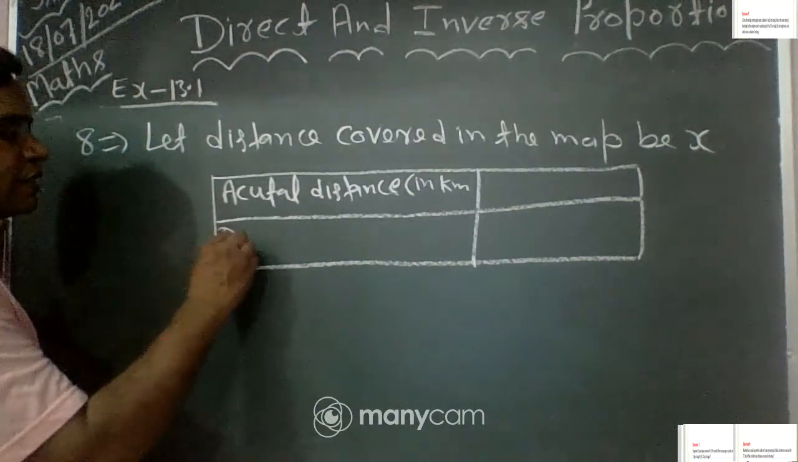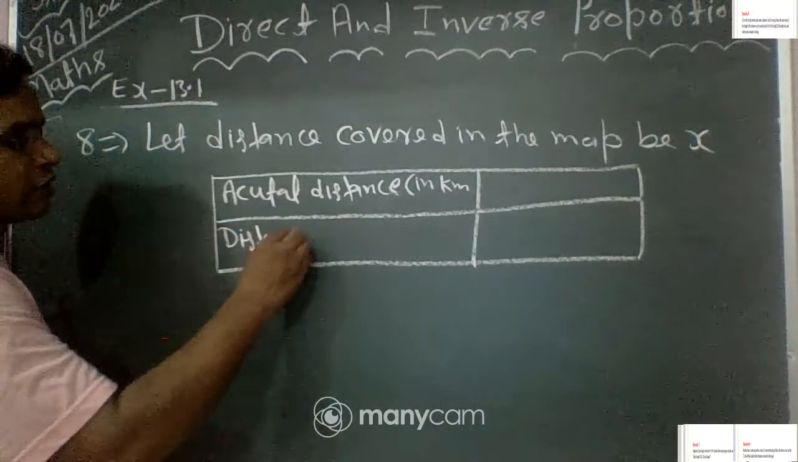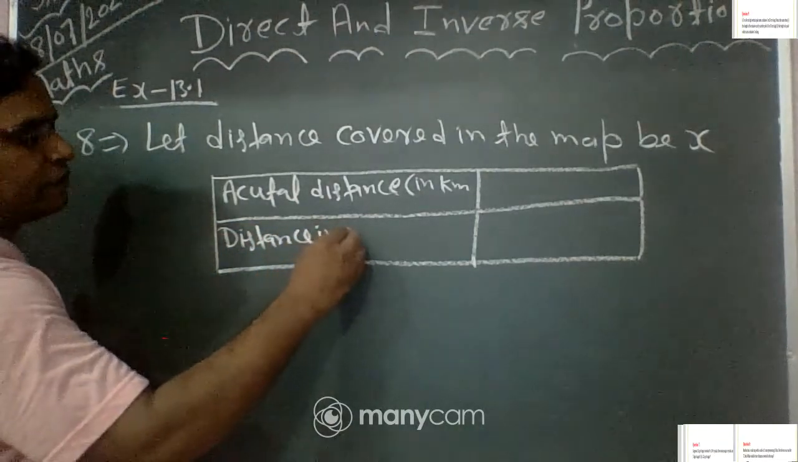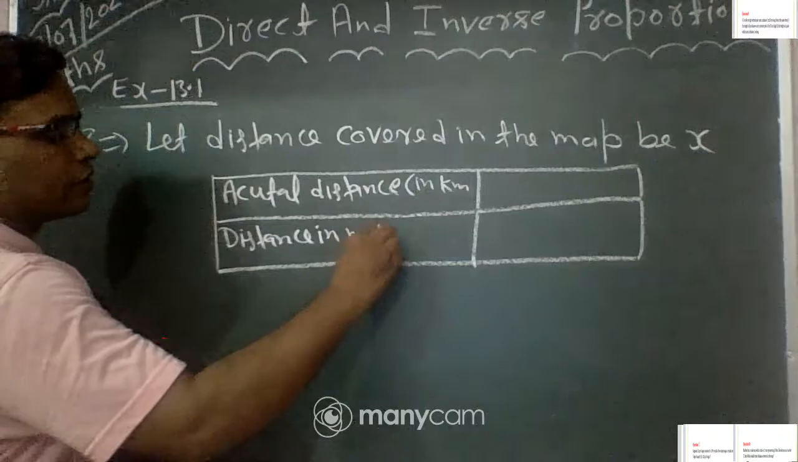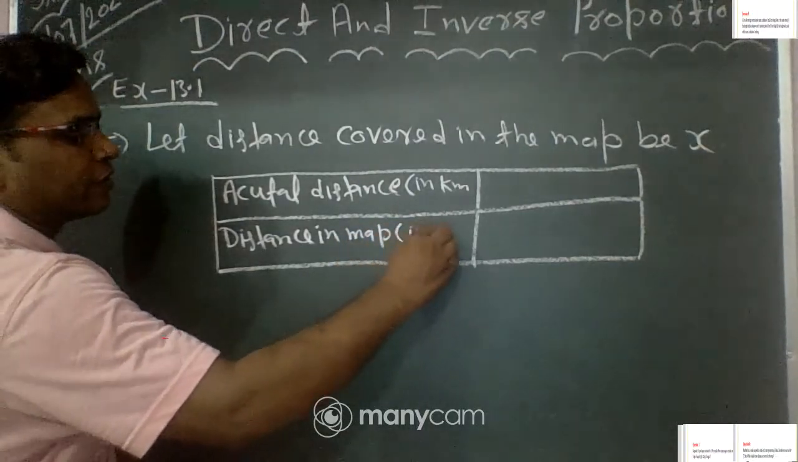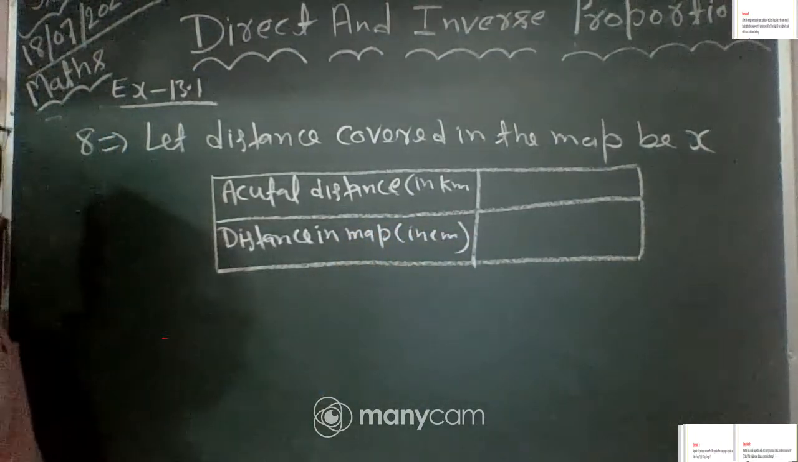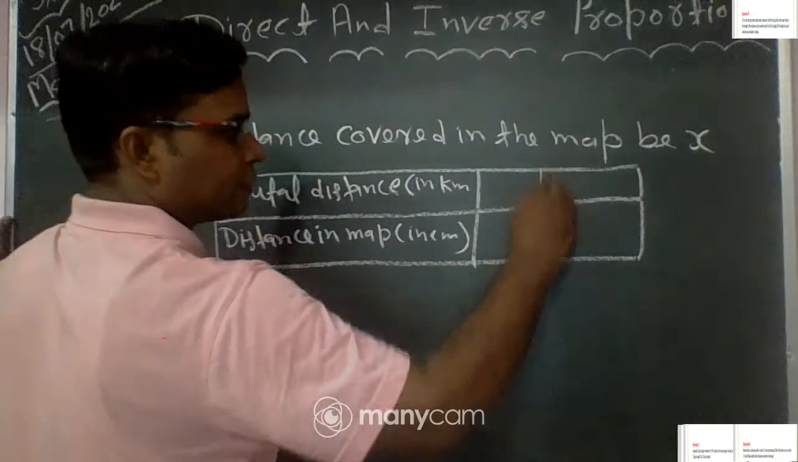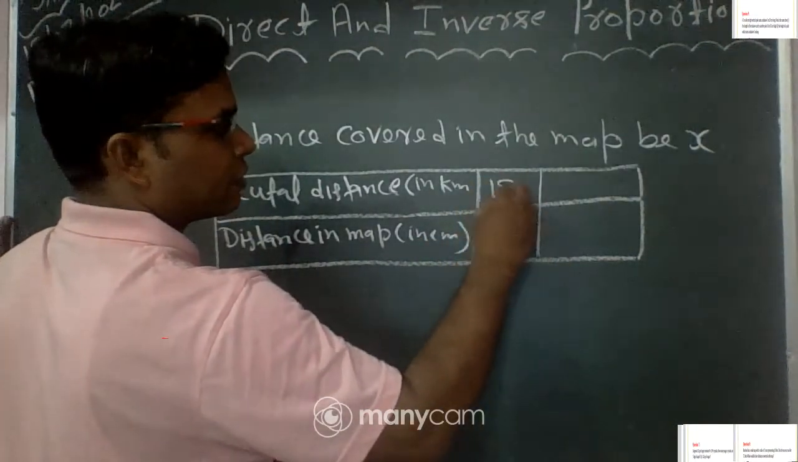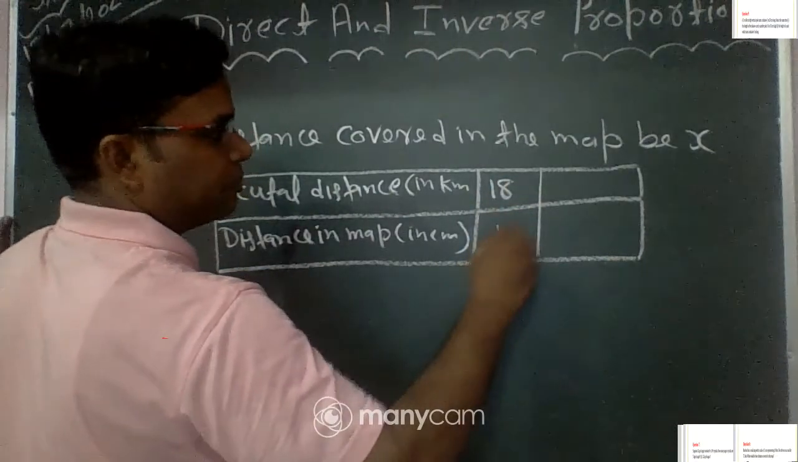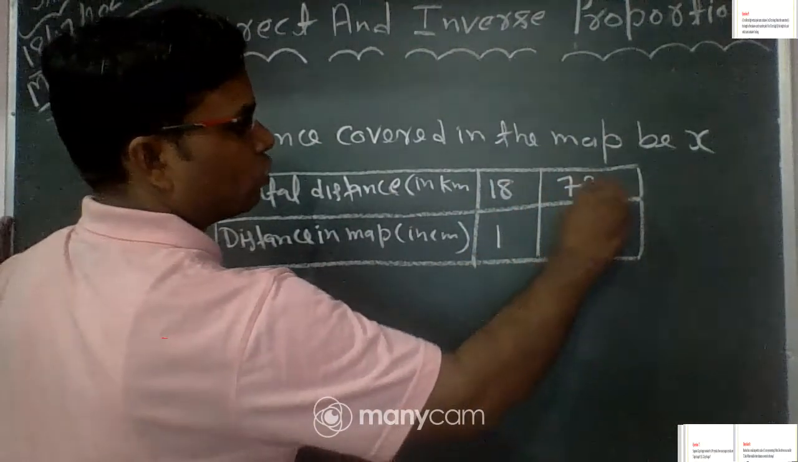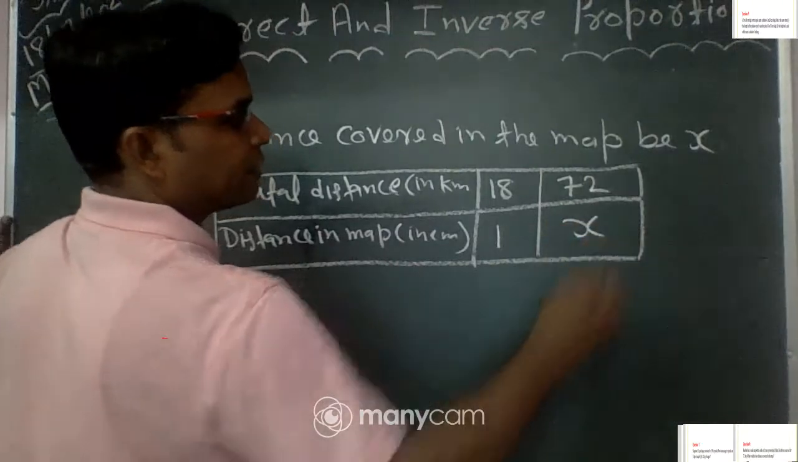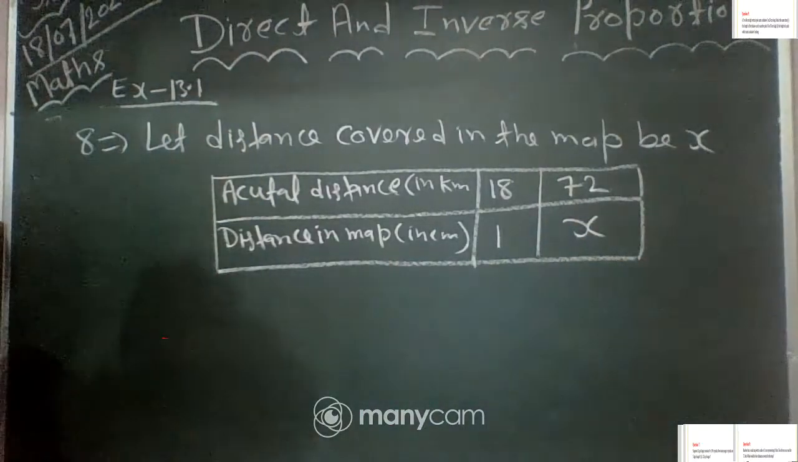And distance in map in centimeter. Okay, here given 18 kilometer distance, 1 centimeter. Given 72 kilometer distance, let x centimeter.